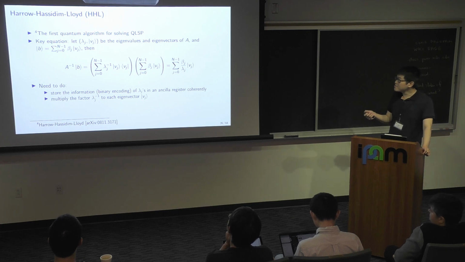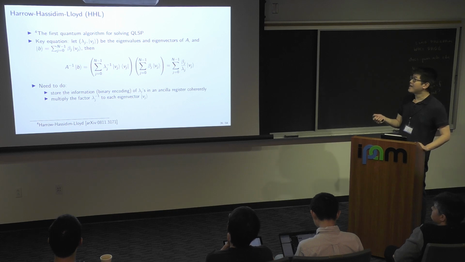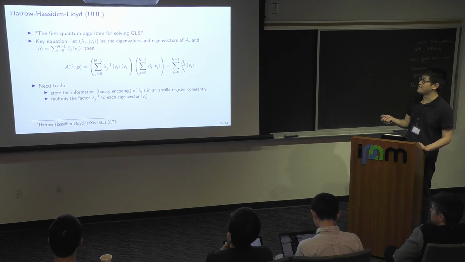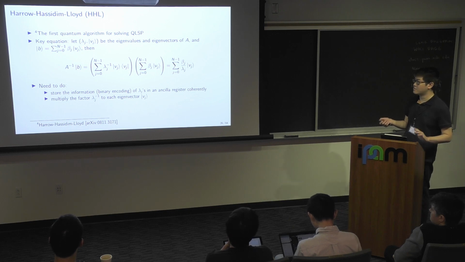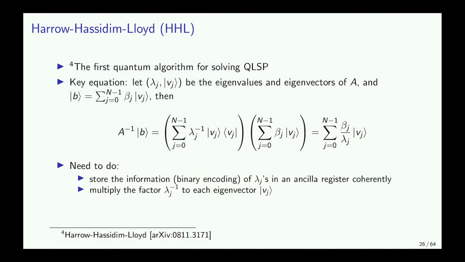If we assume that my matrix A is a Hermitian matrix, I can just write down the eigenvector decomposition of this matrix A. I have lambda j to be the eigenvalues, and vj to be the normalized eigenvectors. Then I write down my right-hand side B expanded in terms of these eigenvectors, because those eigenvectors form an orthogonal basis of your Hilbert space, with the corresponding amplitudes beta j.